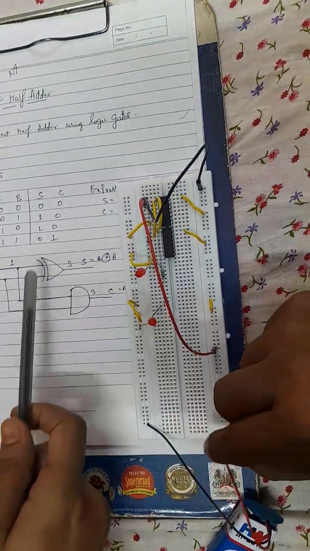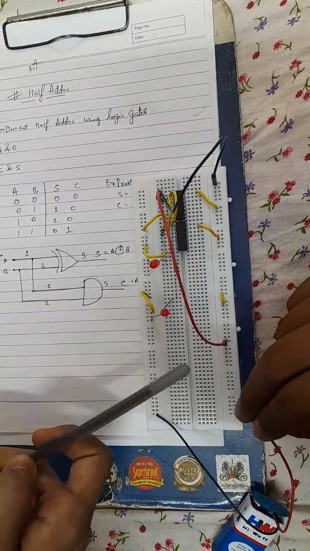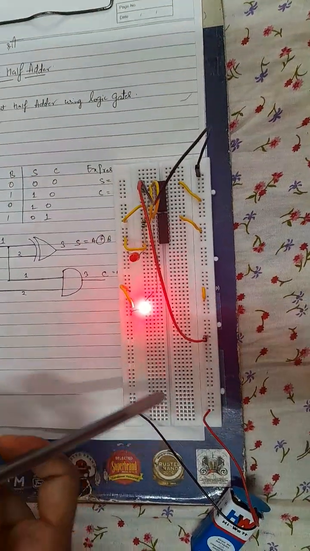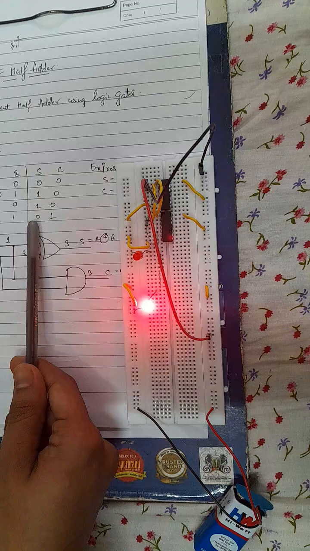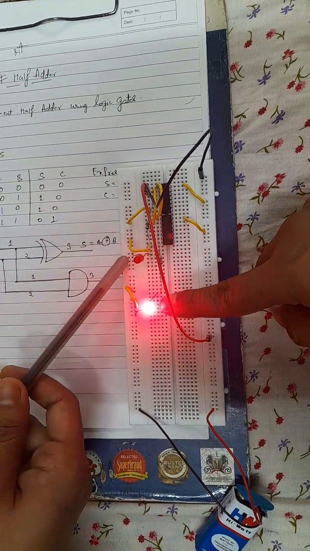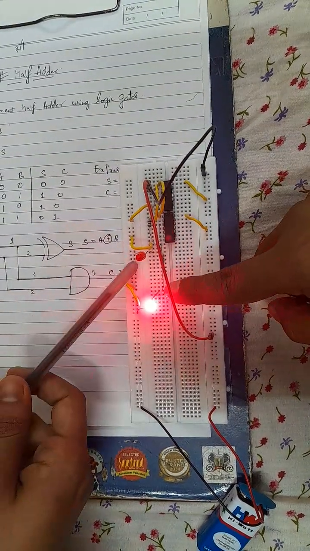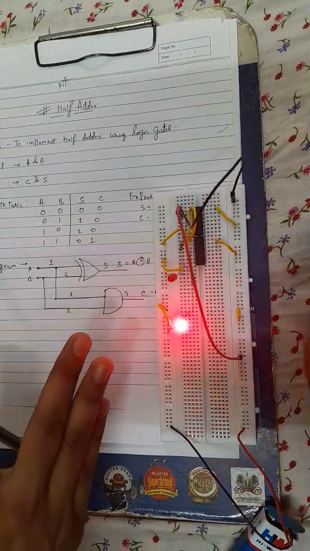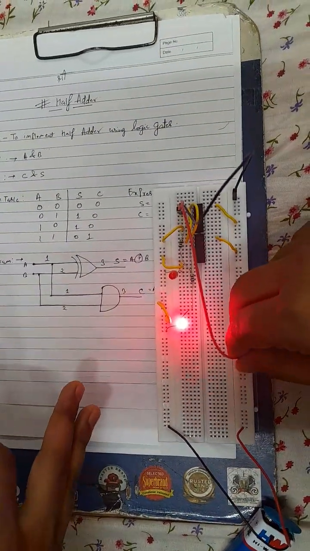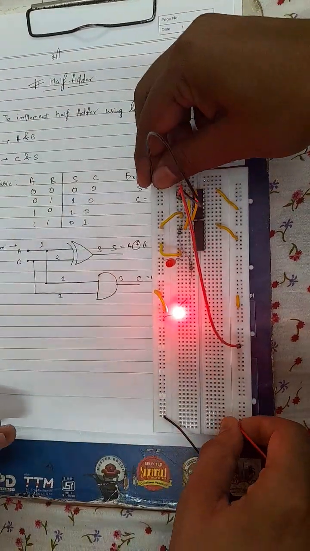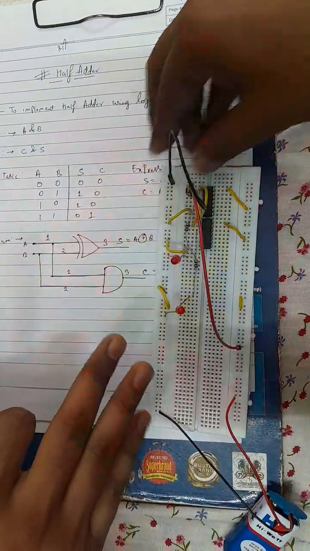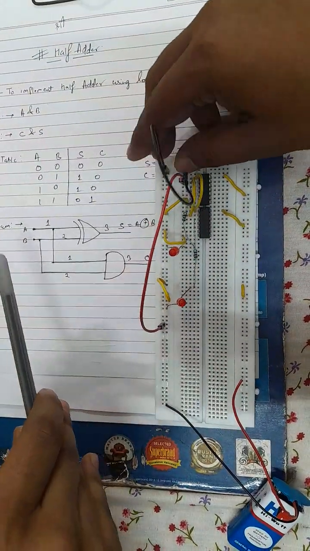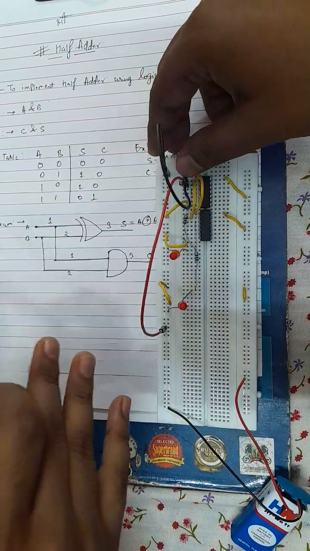Now we will see the last case, where both A and B are connected to VCC, that is 1 and 1. When we give the power source to the breadboard, it shows that the sum is 0, that is, the sum LED is not blinking, and the carry is 1, which is blinking. So by this we can conclude that the half adder is working, and everything we have discussed is working properly, and I hope you will understand this.